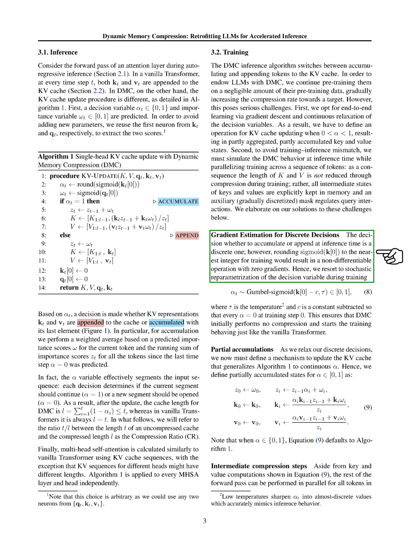As we relax our discrete decisions, we introduce a mechanism to update the KV cache for continuous alpha values. We define partially accumulated states for alpha between 0 and 1. This approach generalizes the update process for the KV cache. During training, we face a mismatch between the parallel processing of tokens and the sequential nature of key and value computations.